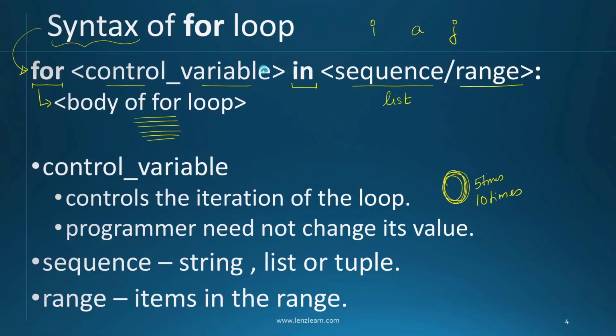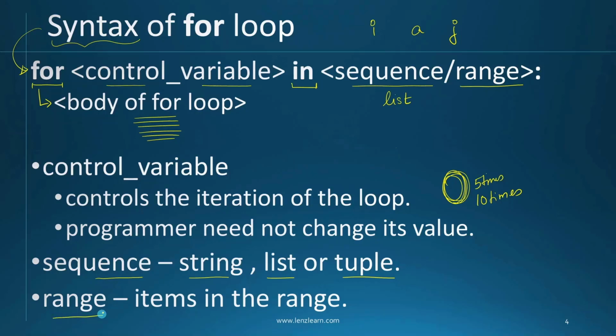Automatically, the control variable will be picking values from the sequence that you have provided, one at a time for each loop. Now the sequence can be a string, a list, or a tuple. So it's up to you. You can provide anything. You can either give a string over here, or a list, or a tuple. Your for loop will collect the value from this sequence one at a time, and it will execute, right?